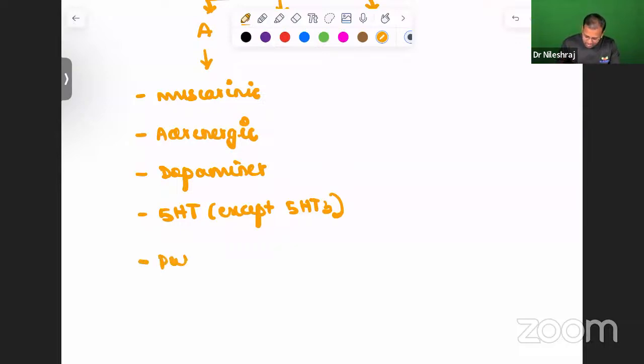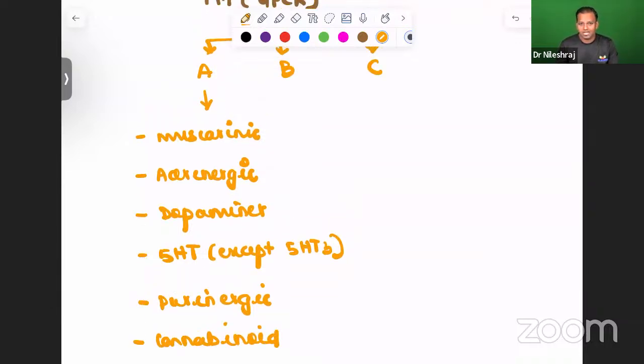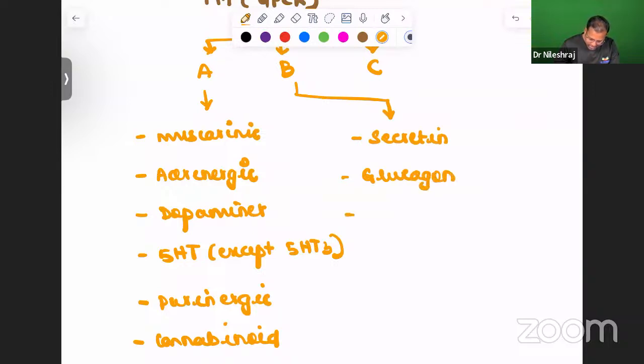Next, we have purinergic receptors, even your cannabinoid receptors. Cannabinoid receptors are all G protein coupled receptor type A. Moving on to G protein coupled receptor type B. Classically, we have three important molecules with GPCR type B: secretin, glucagon, and calcitonin. Secretin, glucagon, and calcitonin are the three major molecules which have G protein coupled receptor type B.